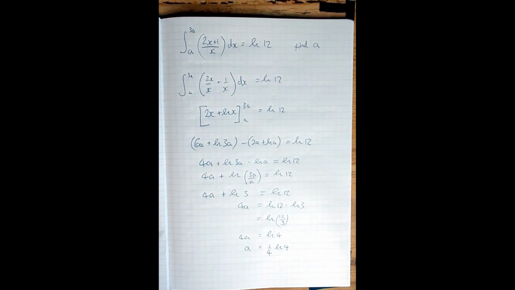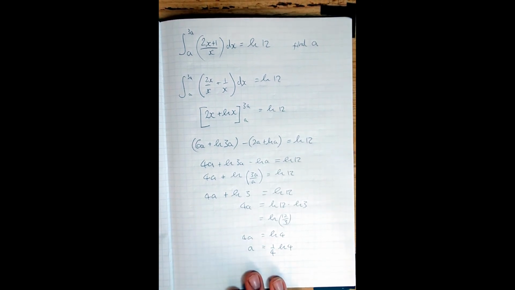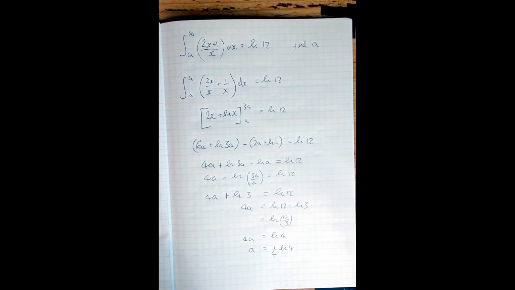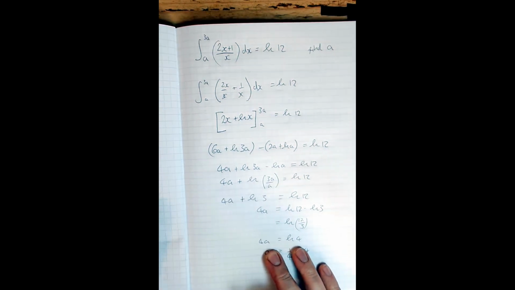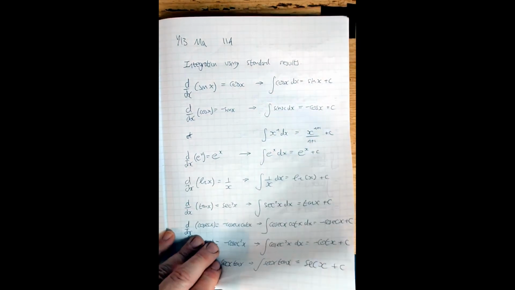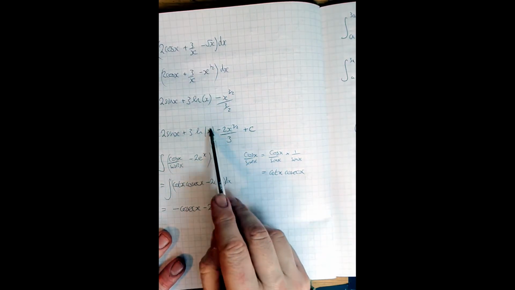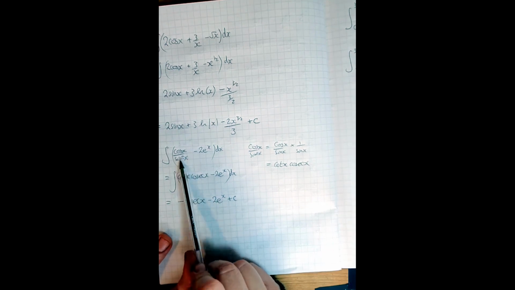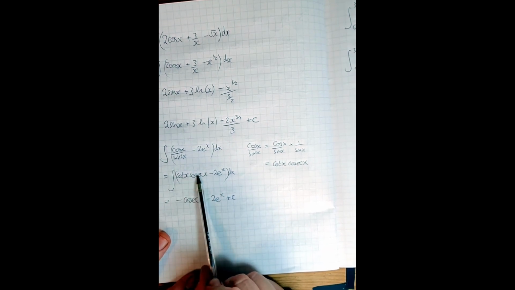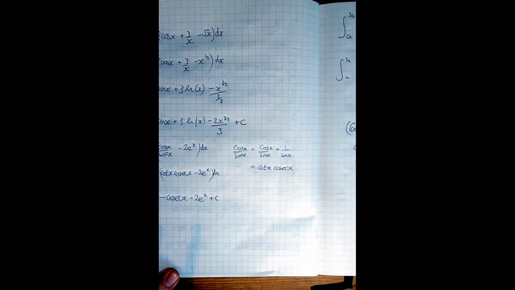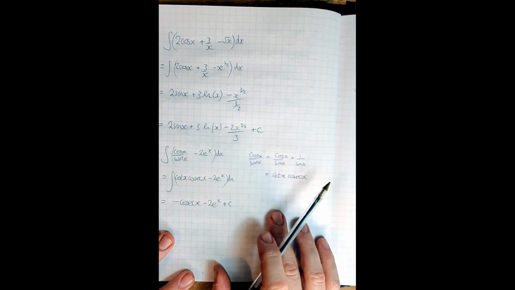So this exercise is just about using the standard results that you're given. There are a few examples where you have to rewrite the expression to get a standard result. That was this one here, and once you recognize it's a standard result, it's just looking it up in the formula booklet.